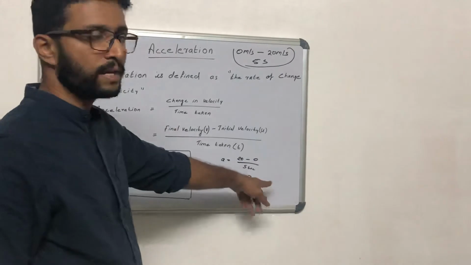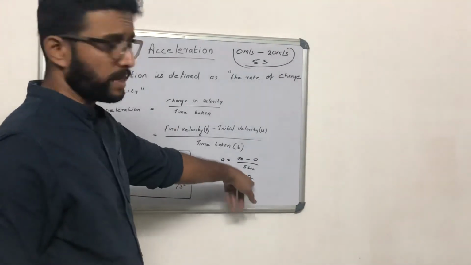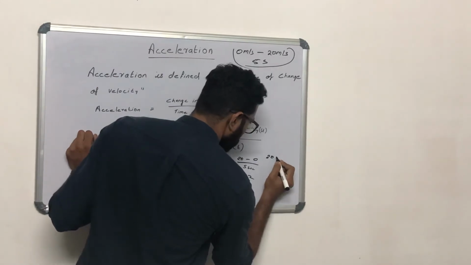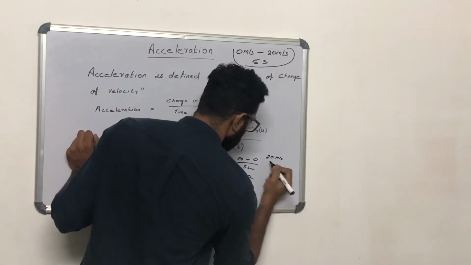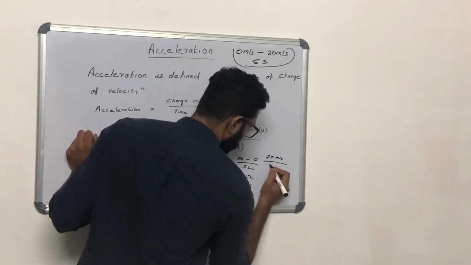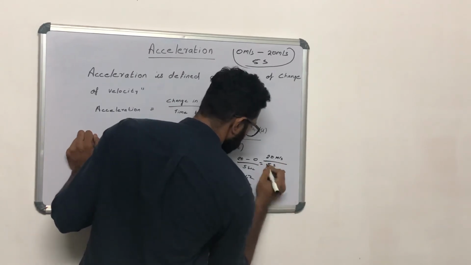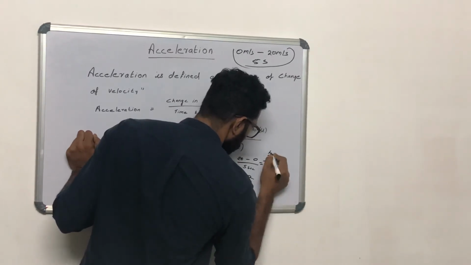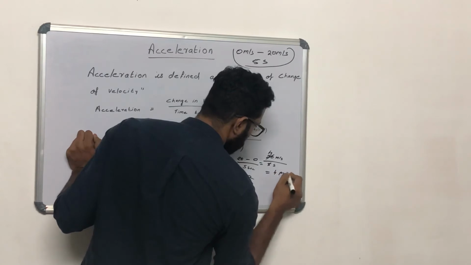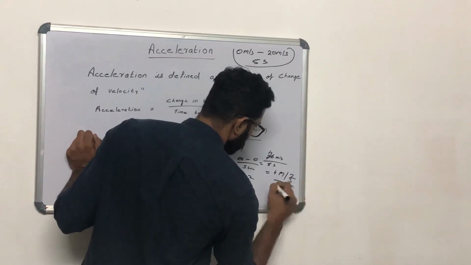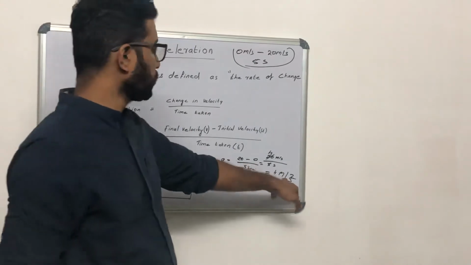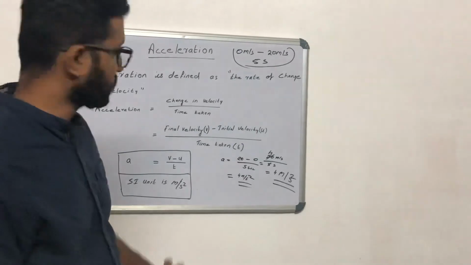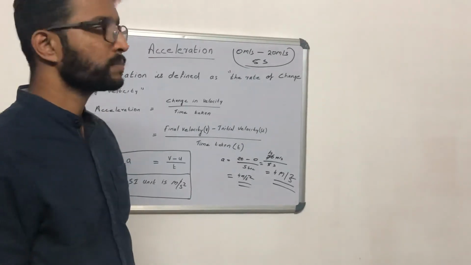Here you have seen meter per second square. That is 20 meter per second divided by 5 seconds, so it is equal to 4 meter per second square. That is how the unit comes. So the SI unit of acceleration is meter per second square.